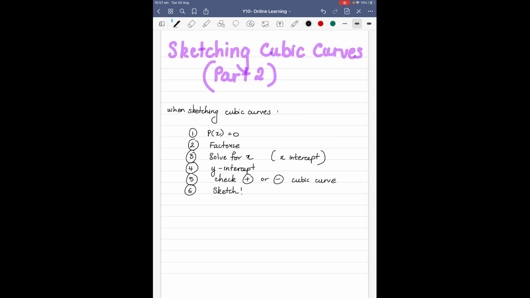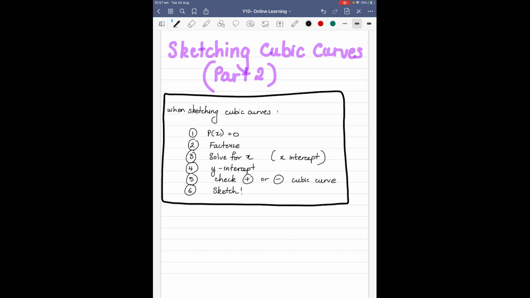Okay, I'm going to put a nice big box around here. That's something you guys really need to know. Now, when I say check for positive and negative cubic curves, let's do another recap.